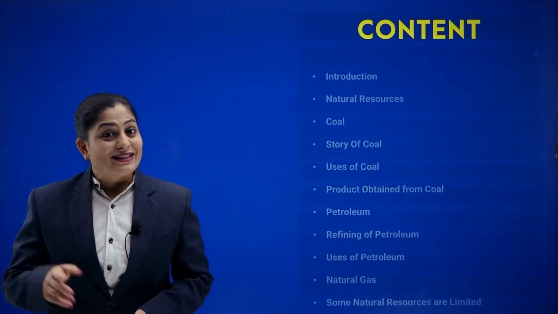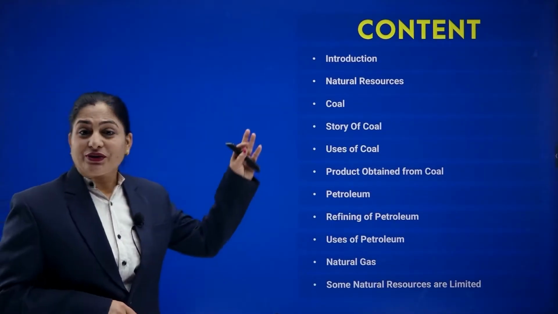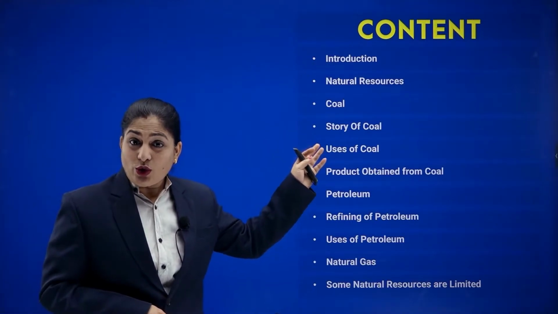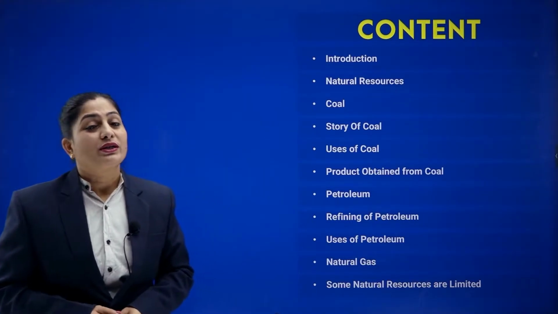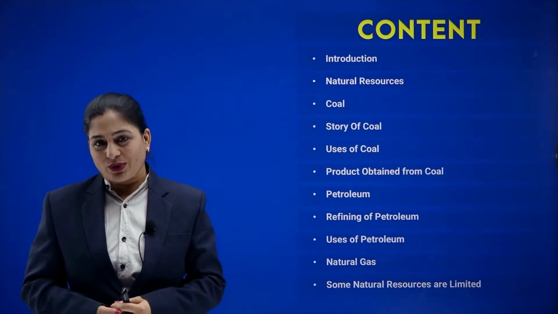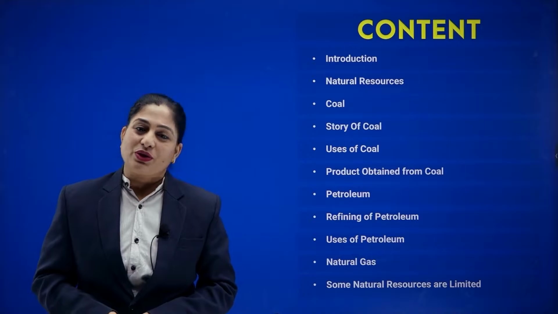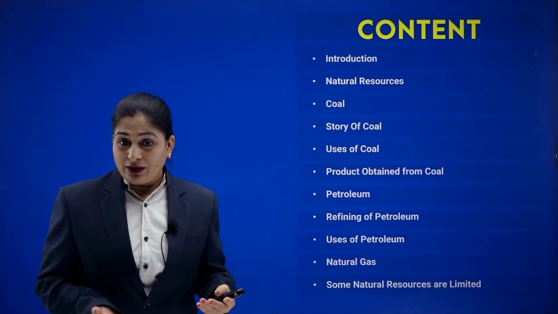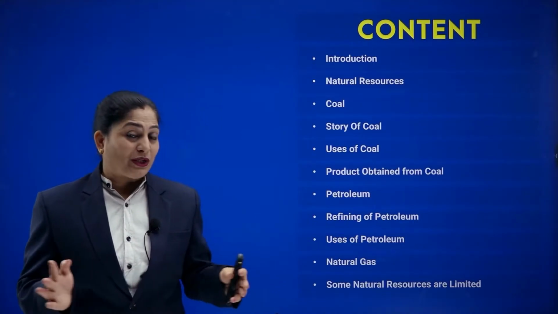So here in this chapter we'll talk about the introduction part, natural resources, then we'll discuss coal and its story. That means how do we get coal, from where, and what is the story behind it. Then we'll talk about the uses. We'll discuss the products that we generally obtain from coal, and after that we'll start with petroleum.